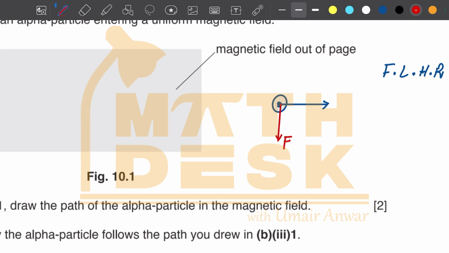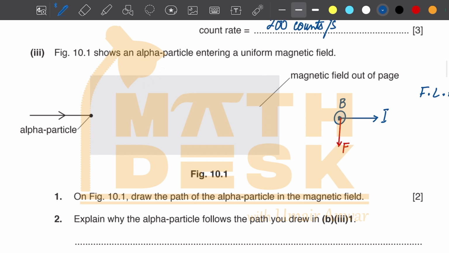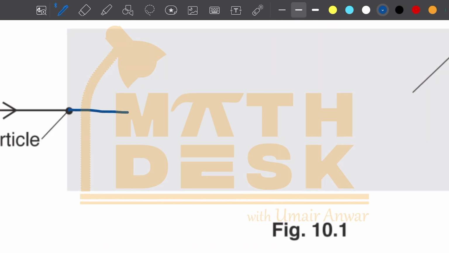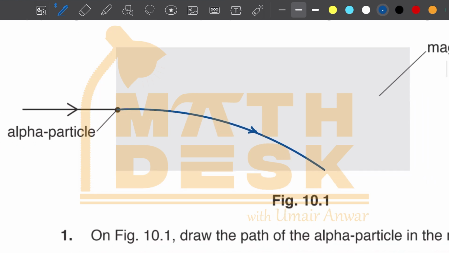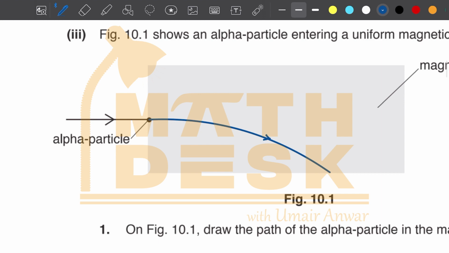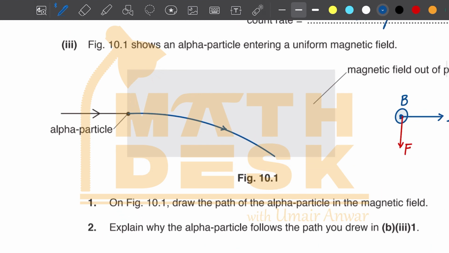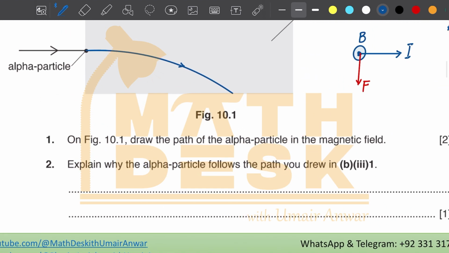This would be the direction of the force. This is the direction of the conventional current, and out of the page is the direction of the magnetic field here. So this would be the deflection shown by the alpha particle in the downward direction, and it should be drawn as soon as the particle enters the magnetic field. The deflection should immediately start and should show a pattern of going downward.